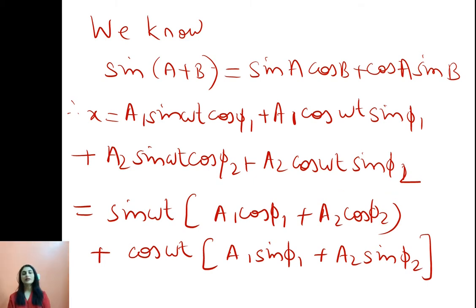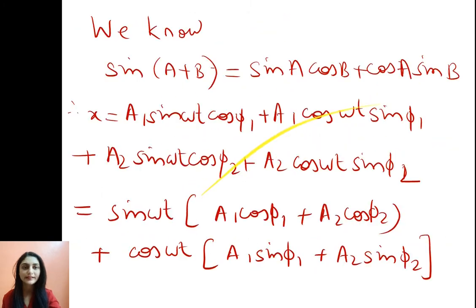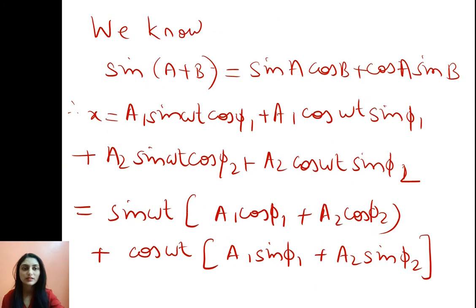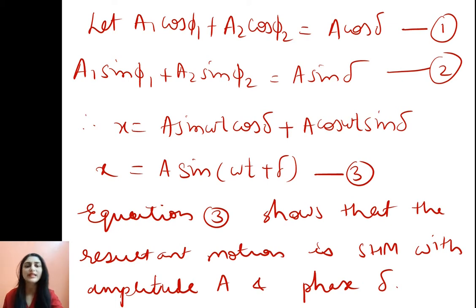Now we will collect the terms of sin omega t. Taking sin omega t common, it will be (a1 cos phi 1 plus a2 cos phi 2) plus cos omega t, and in the bracket we will have (a1 sin phi 1 plus a2 sin phi 2). Suppose a1 cos phi 1 plus a2 cos phi 2 is A cos delta, and a1 sin phi 1 plus a2 sin phi 2 is A sin delta. We number these equations as 1 and 2.